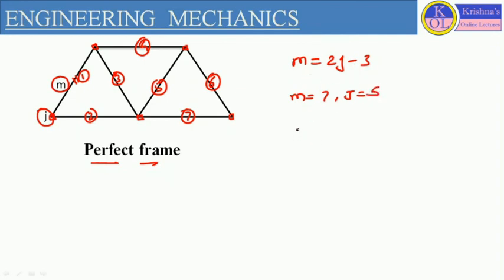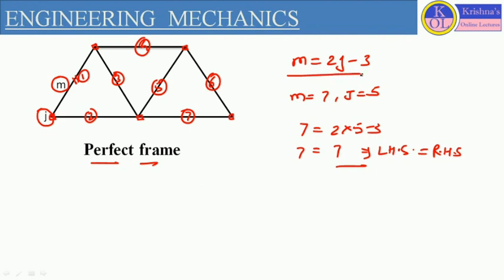So we will put these values here. So 7 equals 2 into 5 minus 3. So it is 7. So here LHS equals RHS. So this particular equation is satisfied. So this frame should be a perfect frame. By this way we can define a perfect frame.